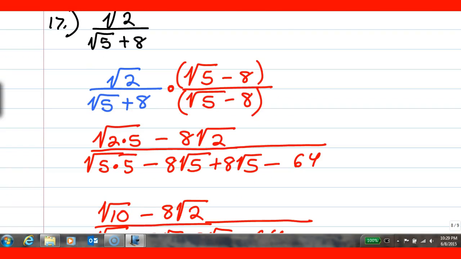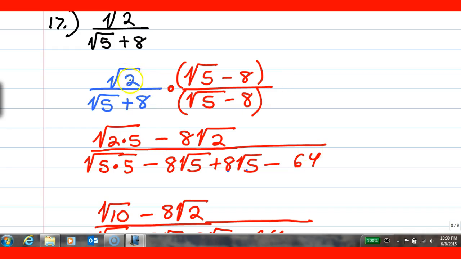So what this is going to do is, when I use the FOIL method to combine them together, the square root of 5 times the square root of 5, or the square root of 5 times 5, will eventually go down to a 5. Then I have the square root of 5 times the 8, so a minus 8 times the square root of 5. Then a positive 8 times the square root of 5. And then the 8 times the 8 to make a 64.